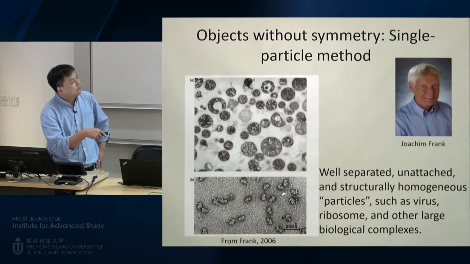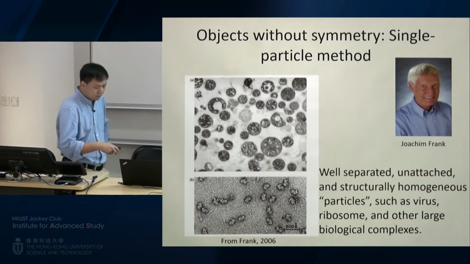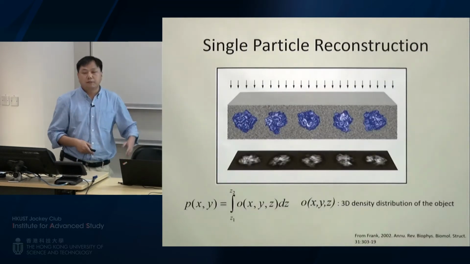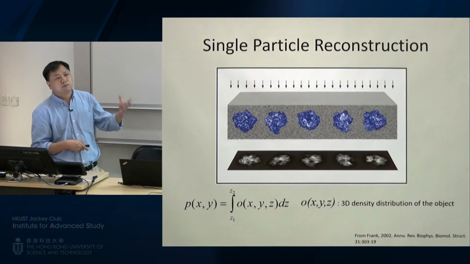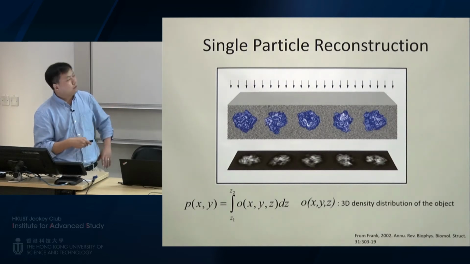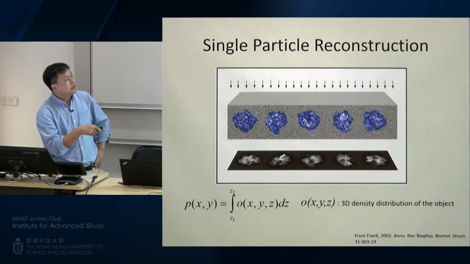Joachim Frank was one of the first to coin the term single particle. What single particle means is well separated, meaning we don't want them to stay together, unattached and structurally homogeneous particles, such as viruses, ribosomes, and other large biological molecules. Then in a single image we collect, we will have multiple projections, which are actually produced from different 3D objects.